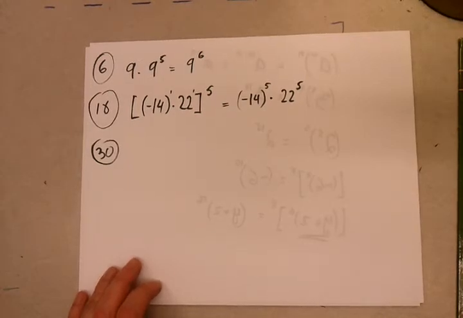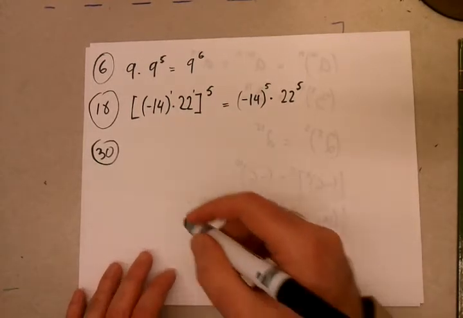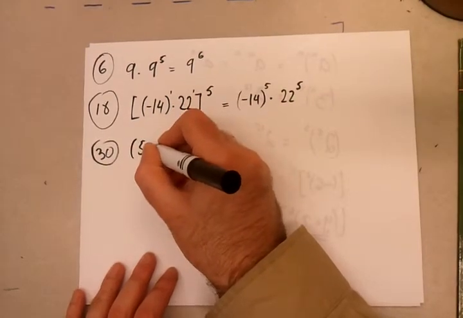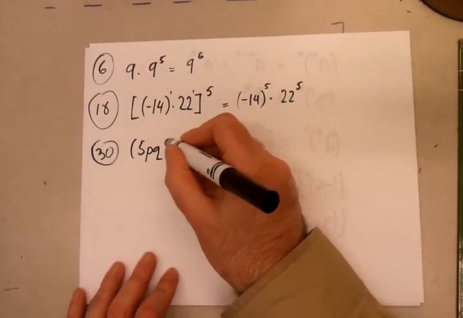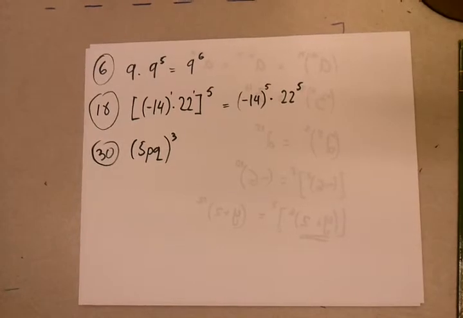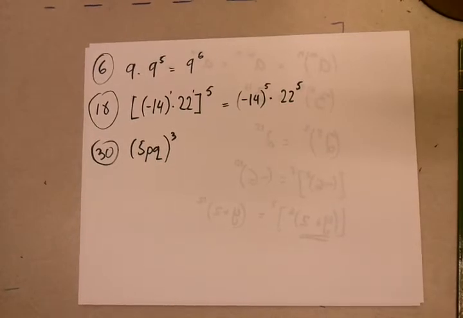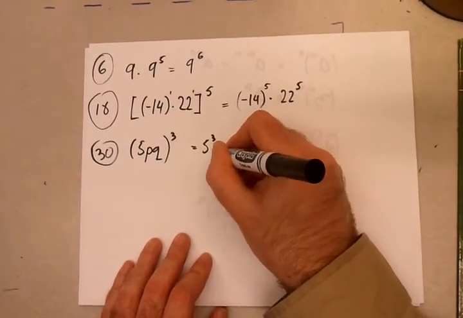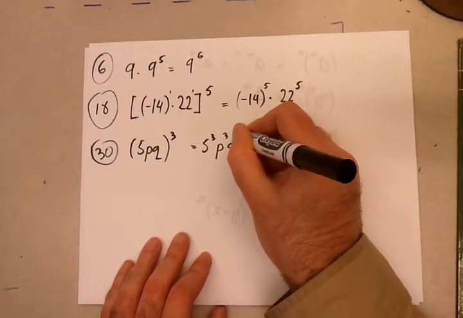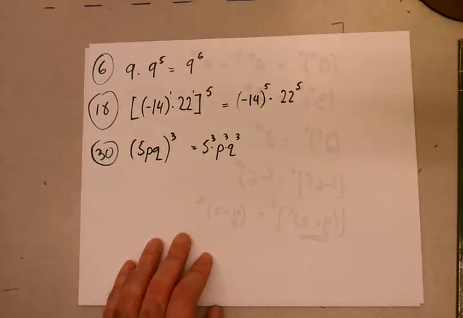For number 30, you have parenthesis 5 times p times q all to the 3rd power. Yet again, this is a problem that's power to the power, so a power of a power. And in this case, the base doesn't change and you multiply the exponents. All of these have a hidden exponent of 1. So 1 times 3 is going to be 3 in each case. So you're going to get 5 to the 3rd power, p to the 3rd power, q to the 3rd power. They're still being multiplied to each other, of course.